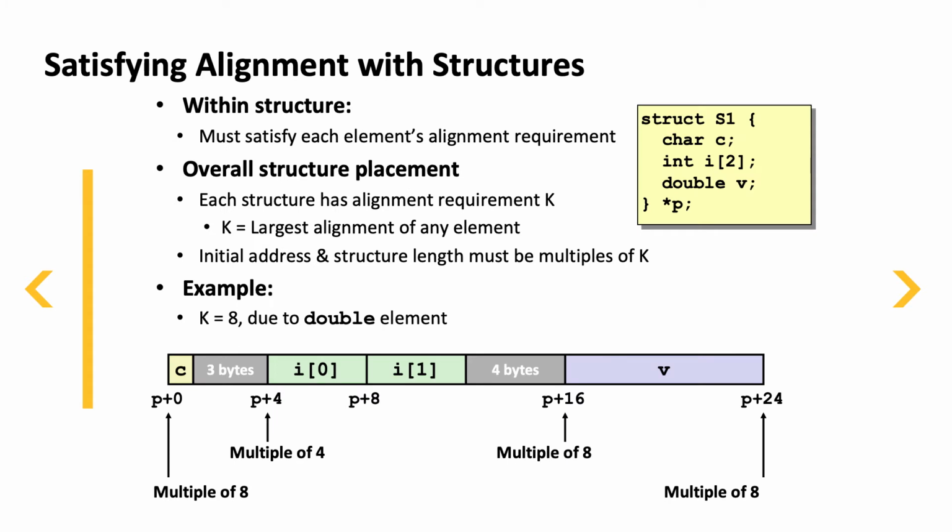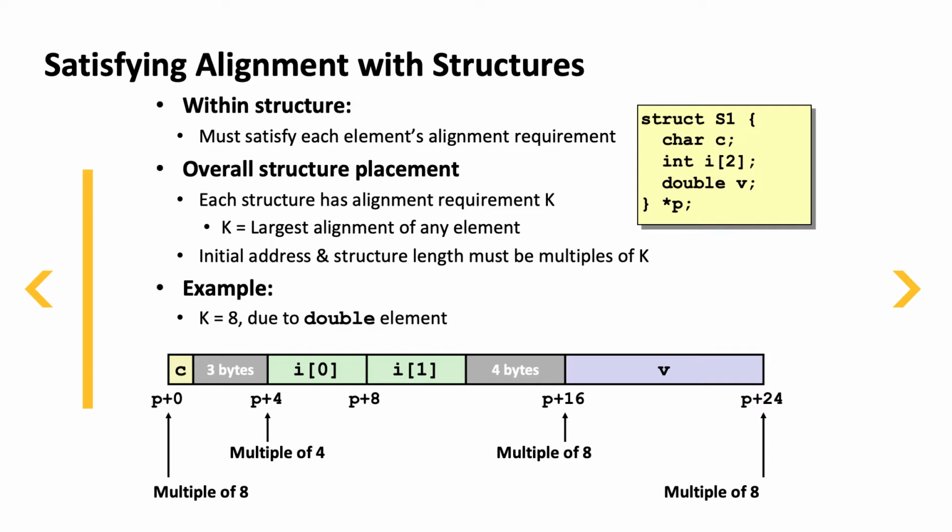So at that level, it's pretty simple. We just make sure that for whatever kind of data we're using, whatever type, it lives at an address that is a multiple of its size. Now, within structures, it gets a little more complicated, but really not that much. This is actually still fairly simple.